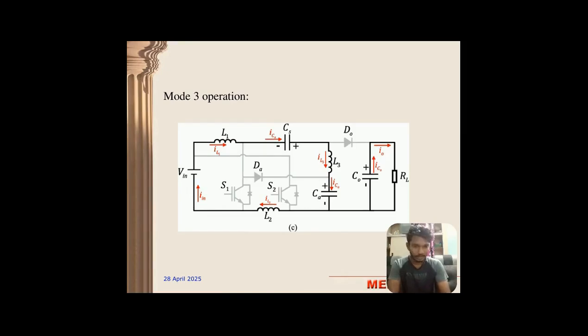Mode 3 operation: the input inductor L1 controls the input current flow through its storage and release functions during the on-off duty cycle of switching devices S1 and S2. L2 and C0 work to smooth the output voltage while decreasing ripple. The output capacitor C0 together with the output inductor L2 stabilizes the output voltage level.